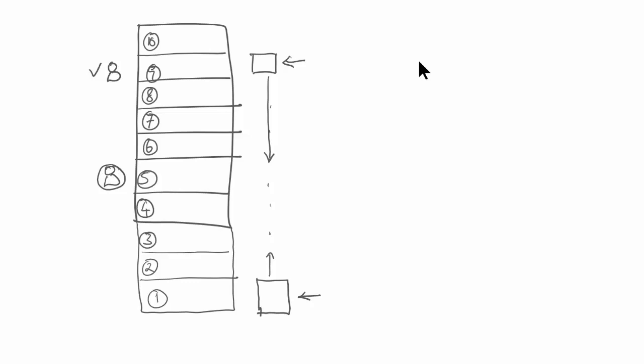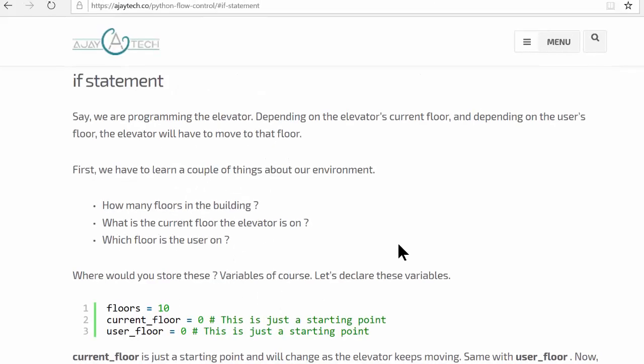Now, the actual logic for an elevator is pretty complex because it has to take care of so many things. But let's just simplify things here and see if we can write a Python program that can control how it moves, whether it should move up or whether it should move down, depending on where it is currently, the number of floors, and which floor the user has pressed the button.